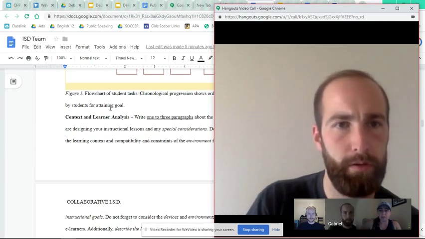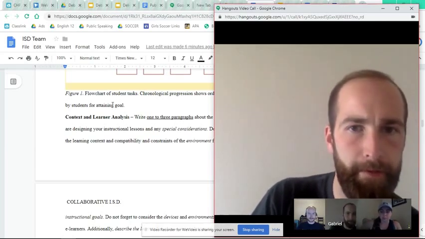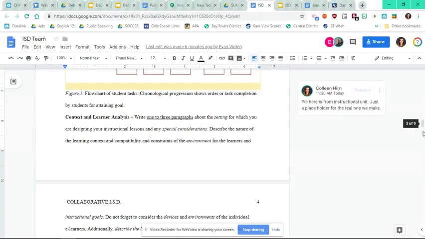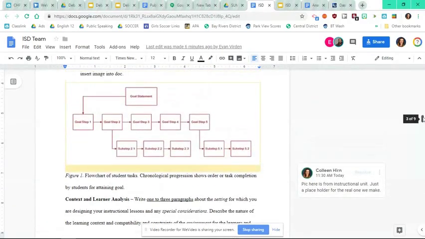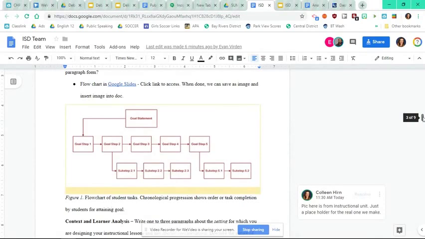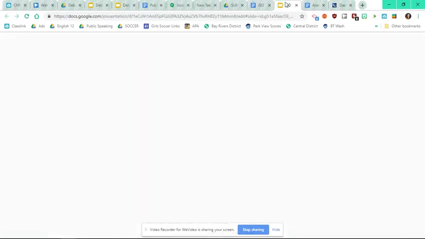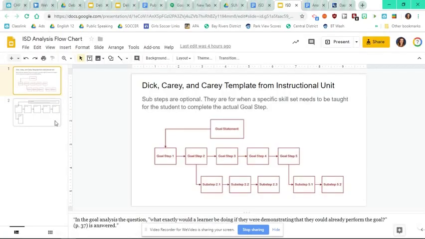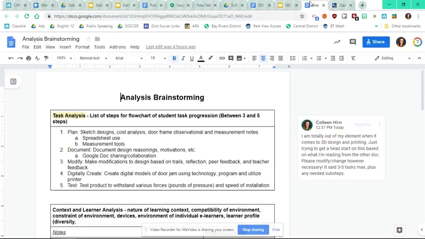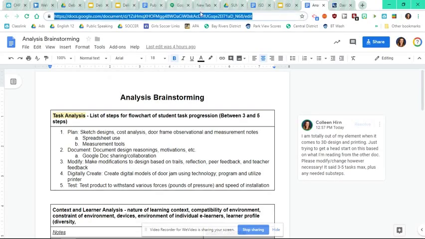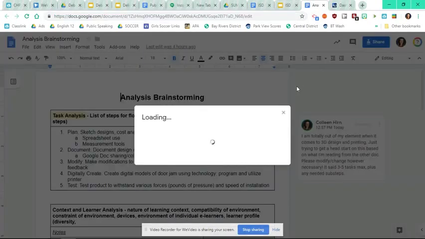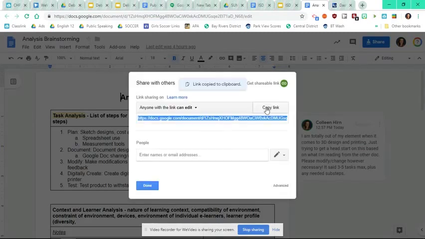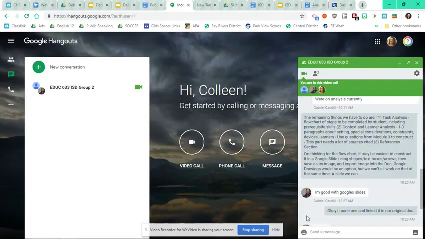I kind of copied and pasted some of what it said into the flow chart slide, and then they had a model in there that has sub steps, but it said that we didn't have to have sub steps, but if we wanted to, we could. Yeah. So if you guys look at, let's see, let me try to pull this up here.